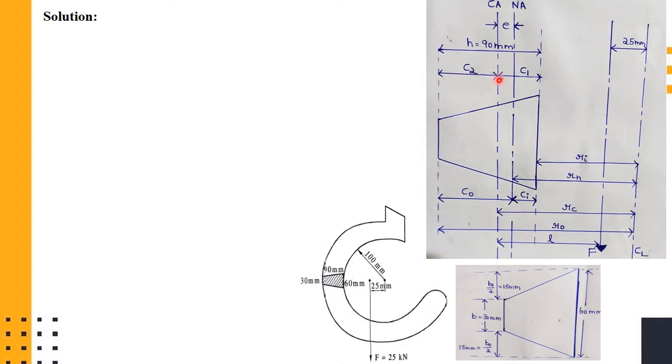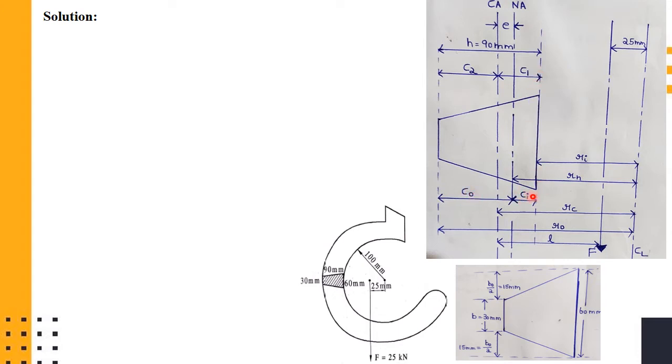Same terminologies I have considered. C2 is the larger distance, C1 is the shorter distance. C2 is the distance to the centroid, and then the C1. Same parameters I have, same terminologies I have considered here. So that is C1 and C2, that is distance with respect to centroidal axis.